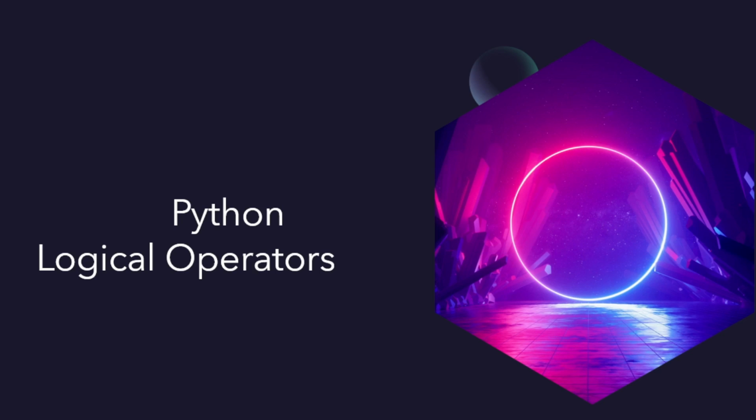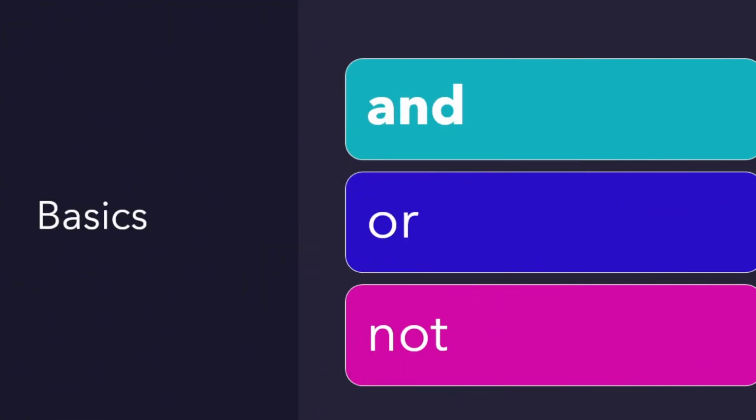Hello everyone and welcome to this video. In this video we are going to discuss the logical operators in Python. And what are logical operators? The logical operators in Python are used to perform logical operations on Boolean values, and there are mainly three logical operators: and, or, and not. So let's go through each of them with explanations and examples.